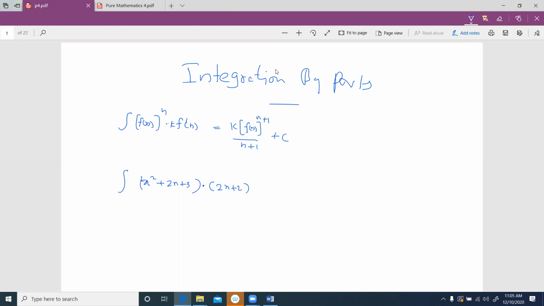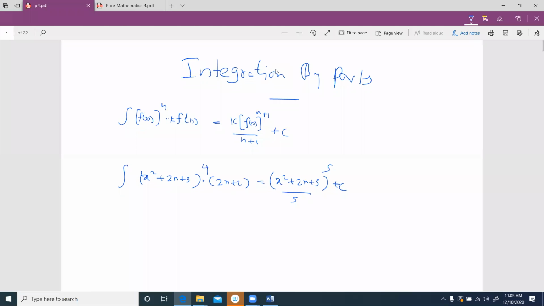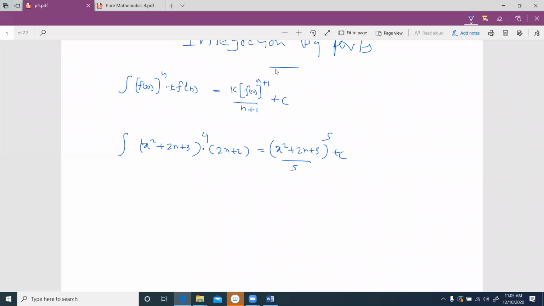So simply here the differentiation is available. So you can say this is to the power 4 or something. So you can write this as x squared plus 2x plus 3 to the power 5 over 5, plus c. For a constant times, we want the same thing. But if this differentiation is not available here, what are we supposed to do?